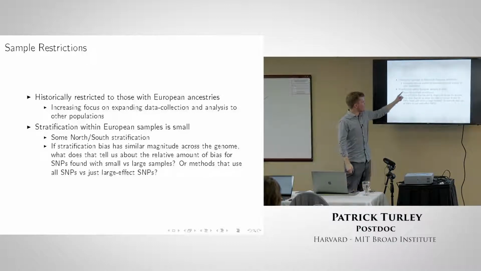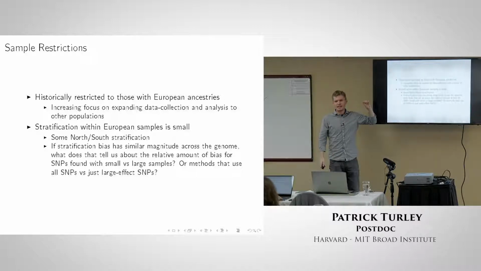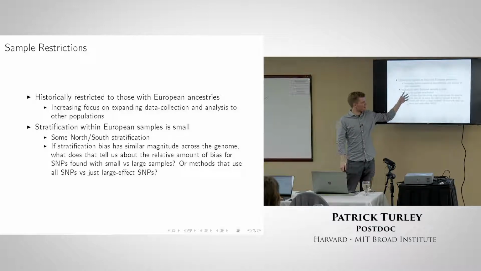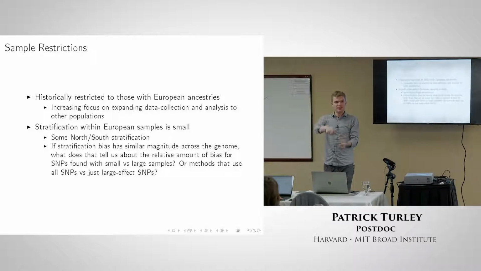Great. In general, the bulk of the data that has been collected and that people are analyzing today are of European ancestry, and in general stratification within European ancestry is small. It's not zero. In fact, there is pretty strong evidence of north-south stratification in European samples. The allele frequencies of people in Scandinavia are different than the allele frequencies of people in Italy, for example. And so even if you're using European samples, you'll need to do other things to correct for stratification as well.